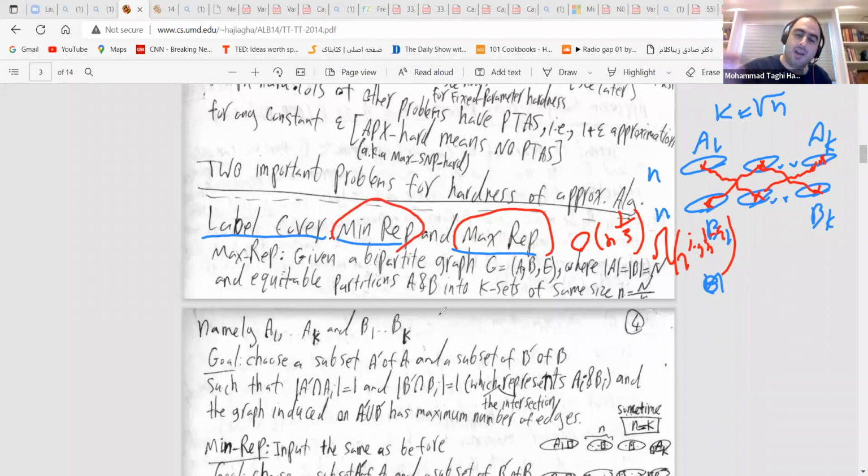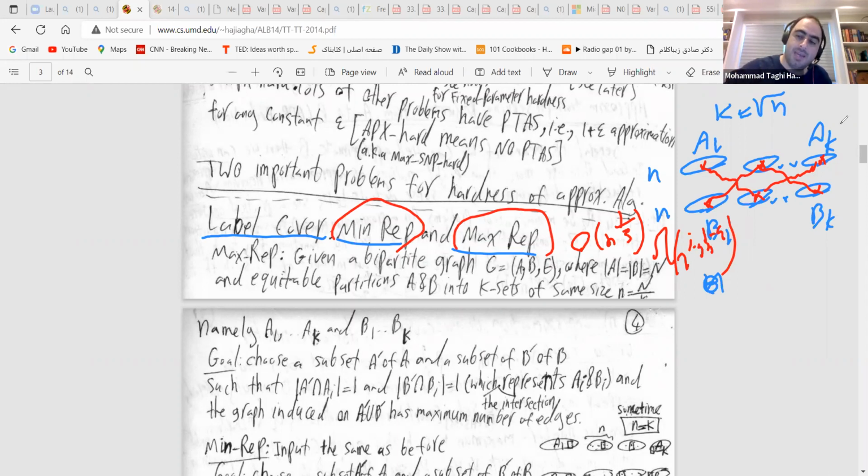It is very similar. The idea is that there you can select more vertices from each set, but you want to find the minimum number of vertices that you can select such that you cover all super edges. That's the definition that you can see here and in the book. Min rep and max rep have the same hardness. And these are some important problems, like the unique games and so on, that come from these problems.